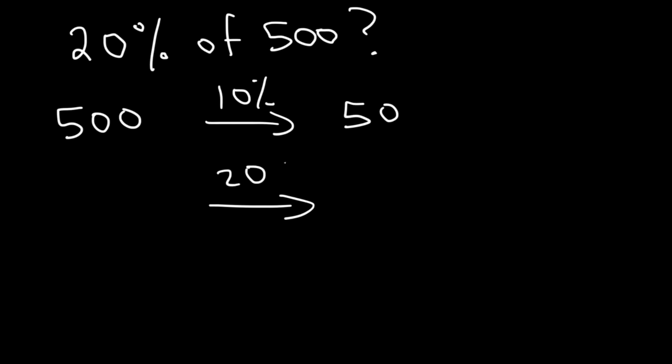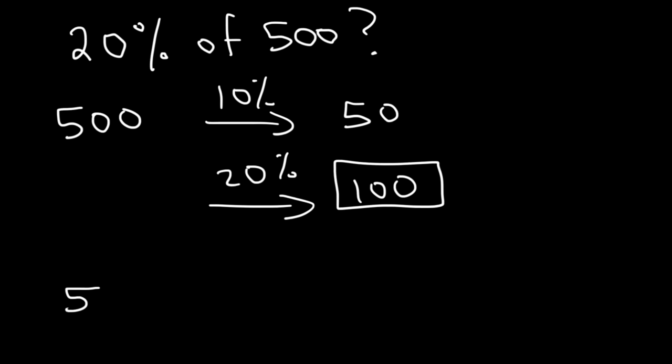Now 20% of 500 has to be what number? Well, 20% is twice the value of 10%. So if we multiply 50 by 2, we'll get 100. So 100 is 20% of 500. To verify it, multiply 500 by 0.20, and you should get 100.